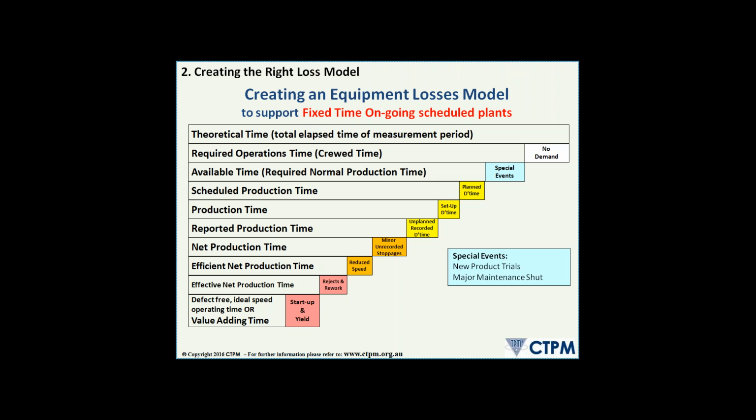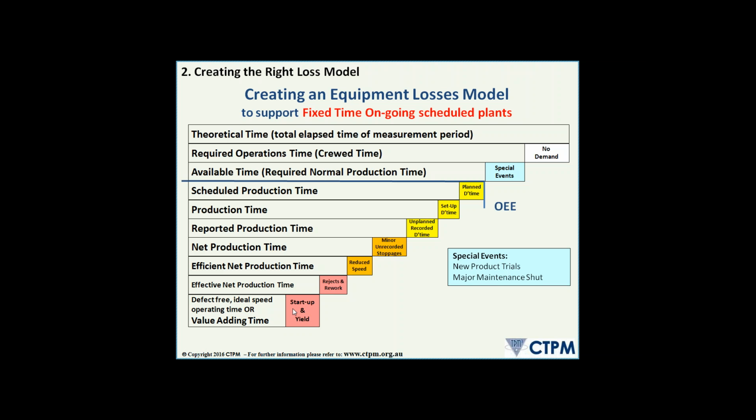What we mean by special events are things like new product trials, or a special maintenance shut for, say, a 2-day shut or 1-day shut, and we still have the crew on site. And like Mr. Deming taught us about statistical process control, you always note the special events, and we always suggest you take them out of your ongoing OEE measurement, so you're getting proper trends on what's happening. That leaves you with your 7 losses.